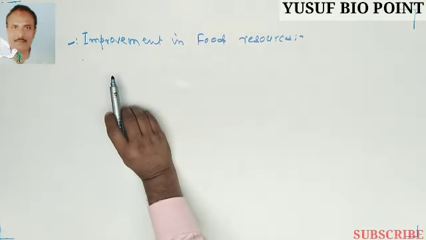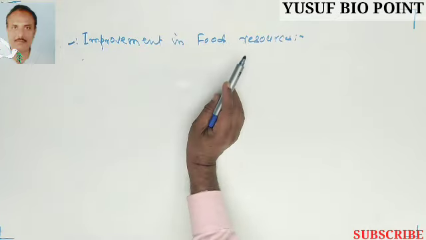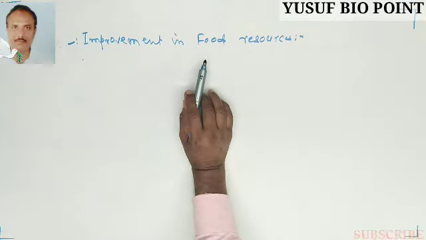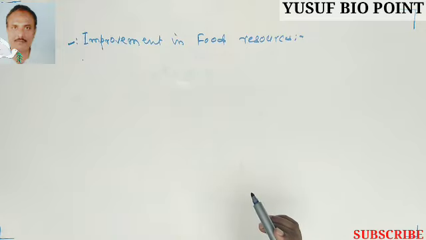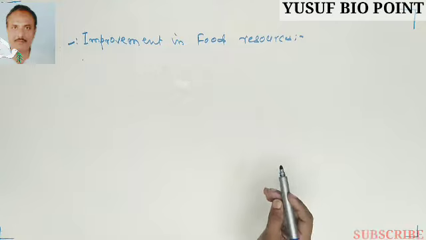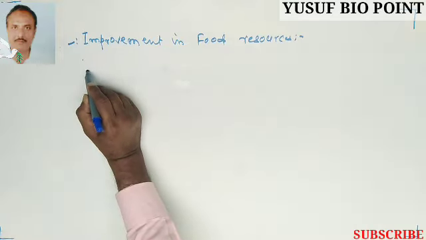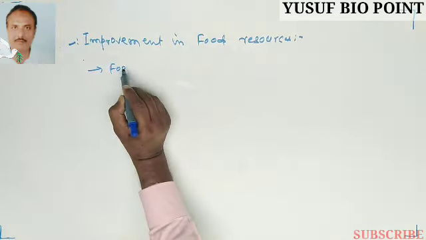We shall start a new chapter, that is improvement in food resource. What is the importance of food, how we can use it, and how can we get the food. We shall study these things in this chapter. We know that food is essential for all living things.